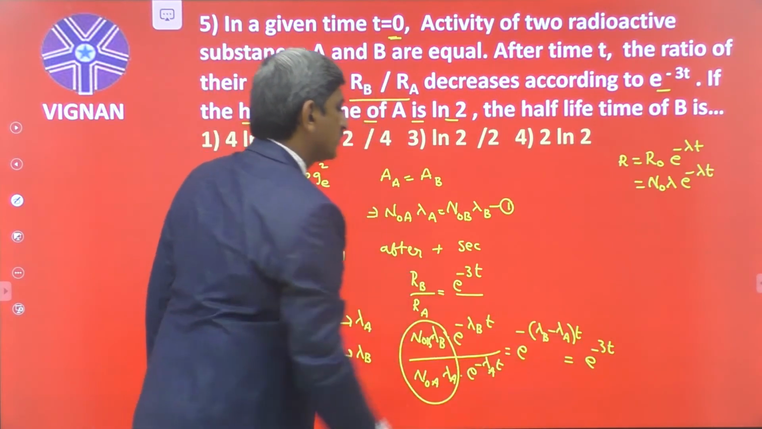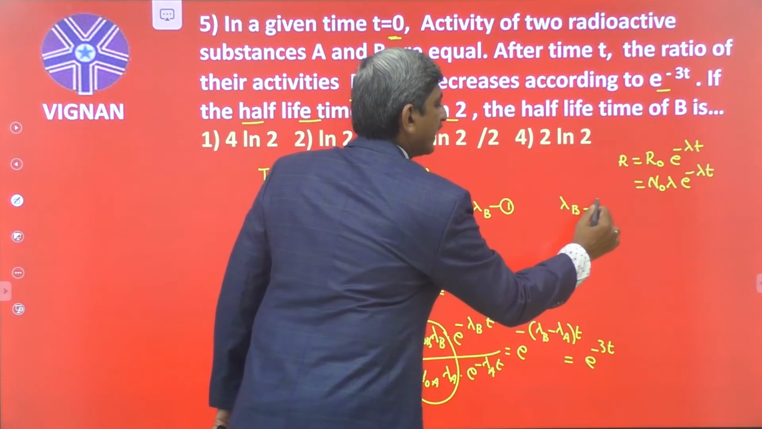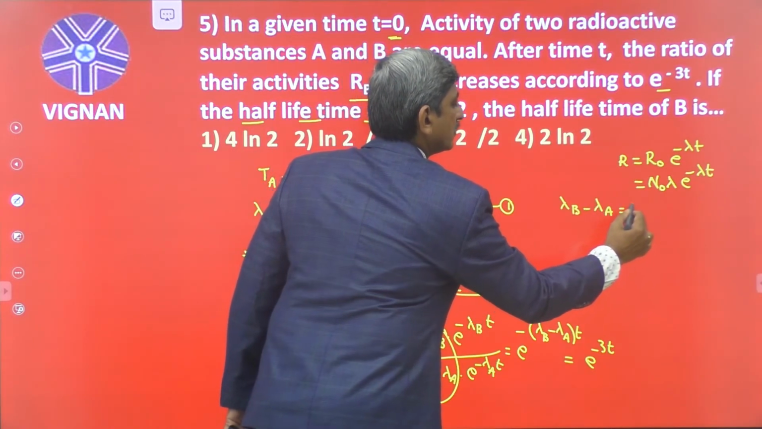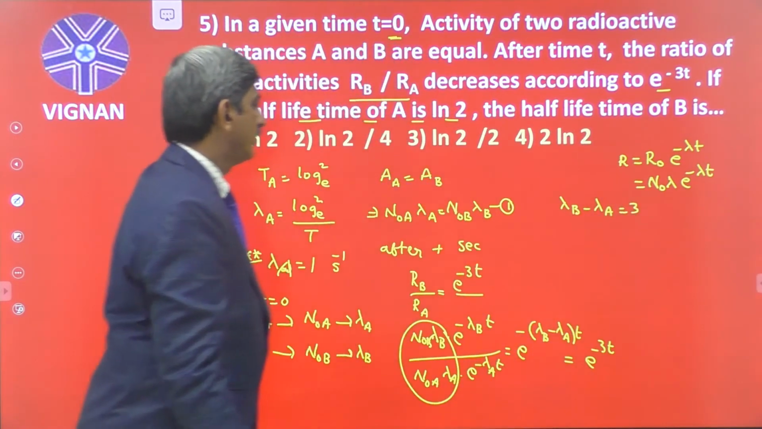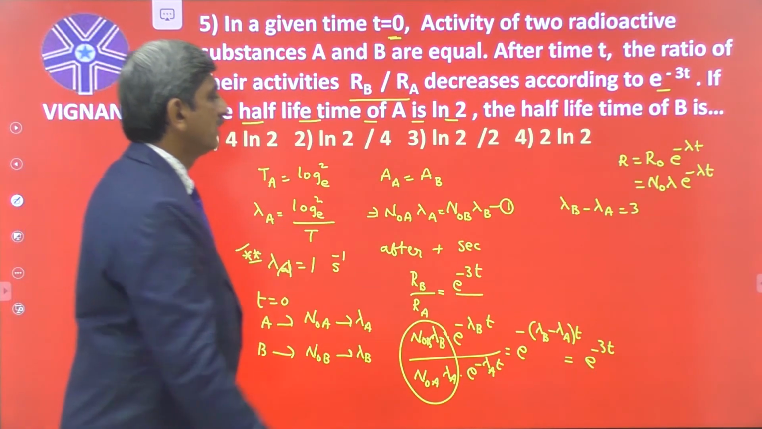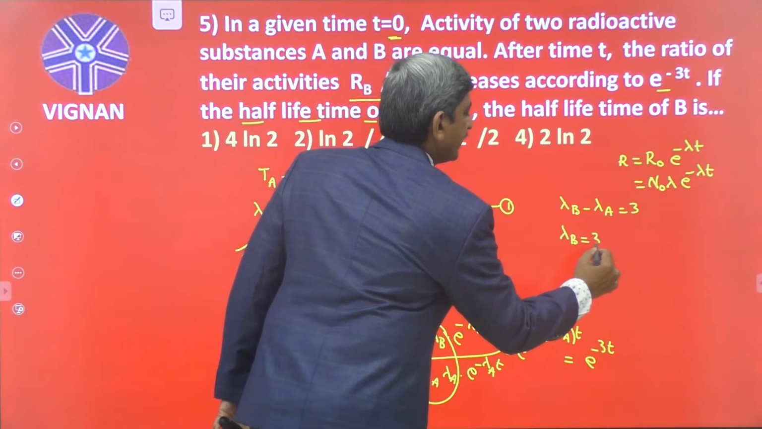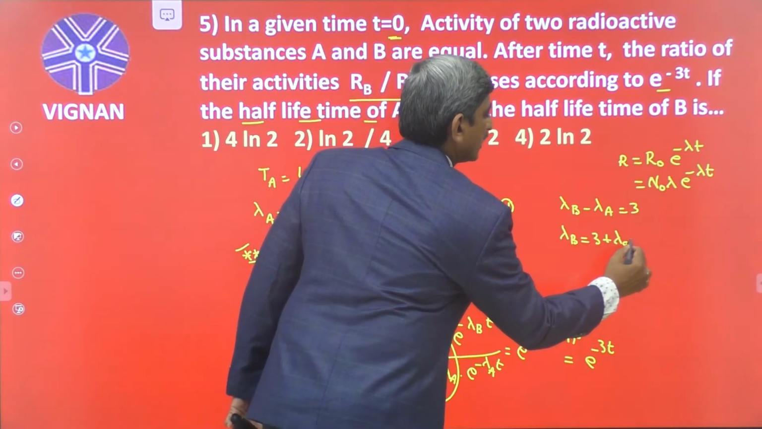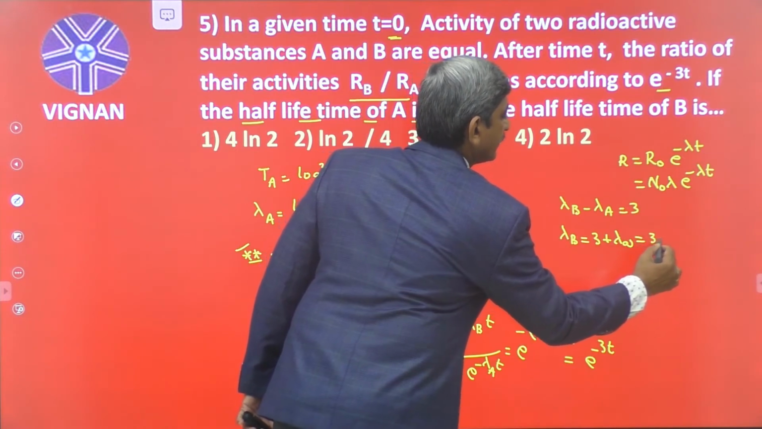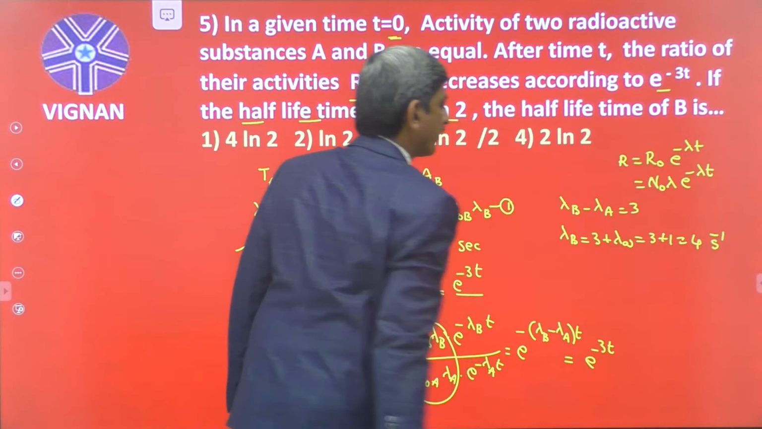By comparing these two, we have lambda B minus lambda A is equal to 3. But already in the beginning we have lambda A is equal to 1. That's why lambda B is equal to 3 plus lambda A, that is equal to 3 plus 1, that is equal to 4 second inverse.